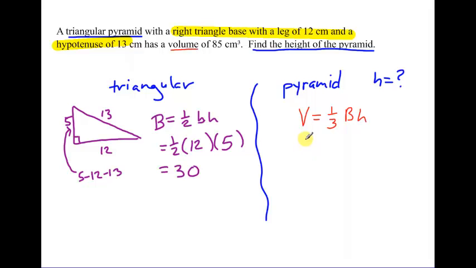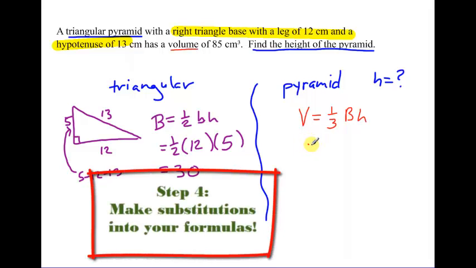Okay, we are ready to wrap it up. So into our formula we go. 1/3 of my base area, which is 30, times the height, which I don't know. All right, how am I going to complete this? Well, I need to plug in what my volume was. Back up here, the volume was 85 cubic centimeters, so I'm going to put that in the volume spot, and let's do the math.